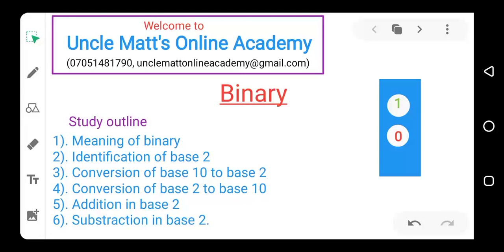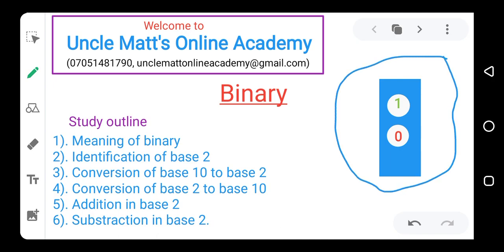Binary is a way of counting in which we use only two figures, 0 and 1. Look at this picture here. This represents binary, a counting in which we use only two figures, 0 and 1. You know that in our normal counting, our normal 1, 2, 3 figures, we call it base 10. Base 10.